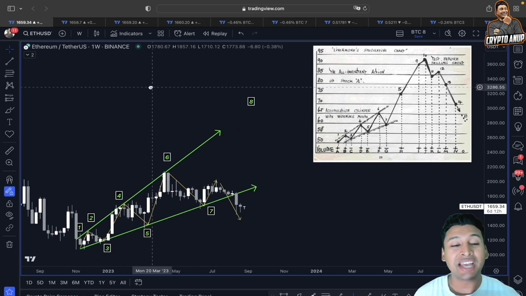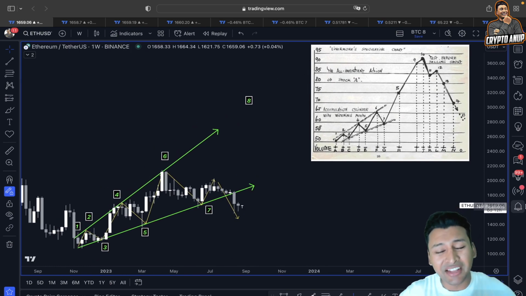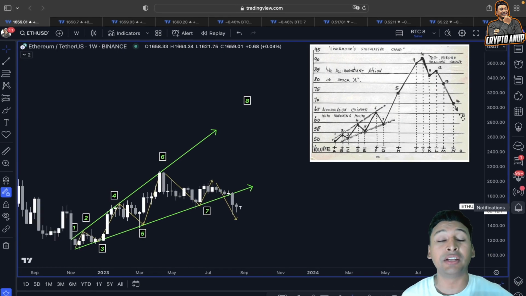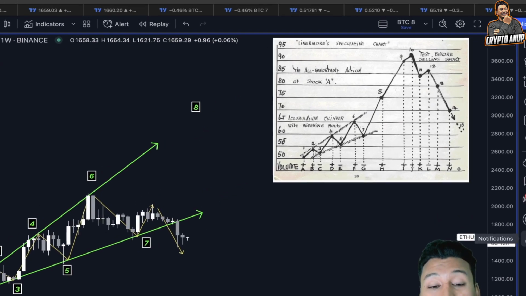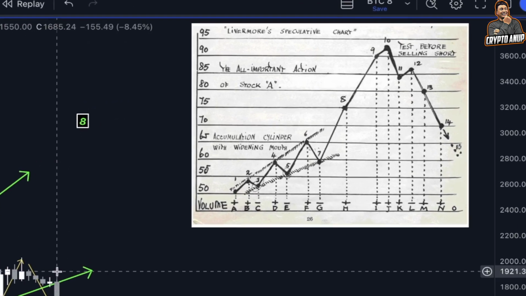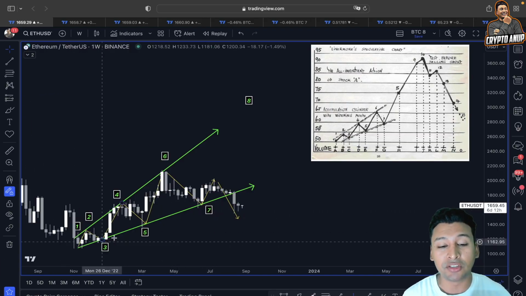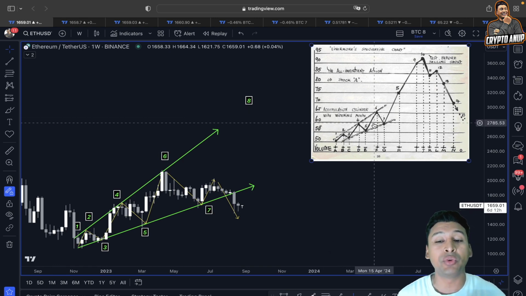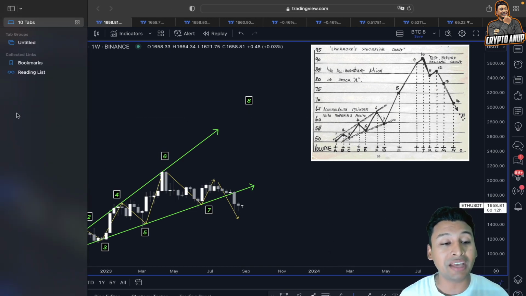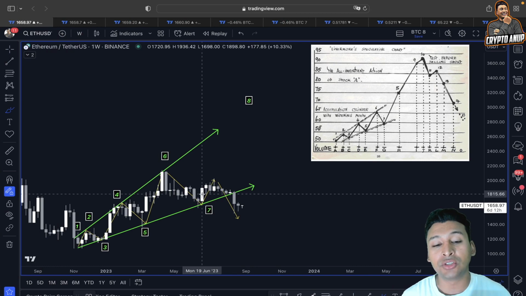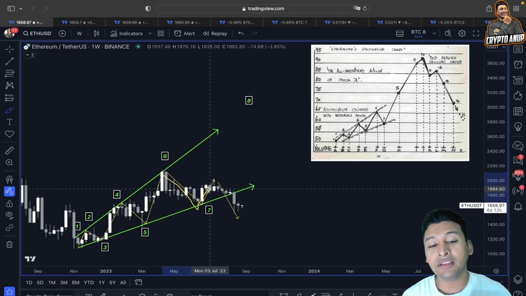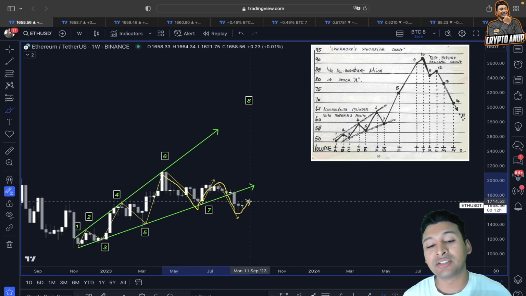Thank you very much. Now if you look at the price action of Ethereum here in a weekly time frame, we can see very clearly guys, this bullish continuation pattern from the Livermore speculative chart has unfortunately failed, and price has started to form lower highs, lower lows. After losing the support from this lower trend line, from this accumulation cylinder with widening mount around 0.7, the price of Ethereum has started to form a lower highs, lower lows continuation pattern type of formation.